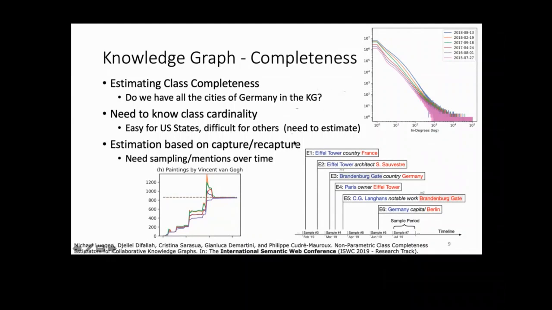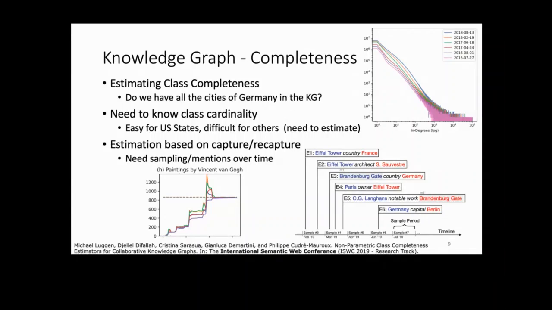How many cities of Germany are there in general? How many US states? So while these are easy classes to know the cardinality for, there are others which are more difficult. For example, here, paintings by Vincent van Gogh. So what we want is, by looking at the knowledge graph and how it has evolved over time, to estimate the cardinality of a class. That's the problem.